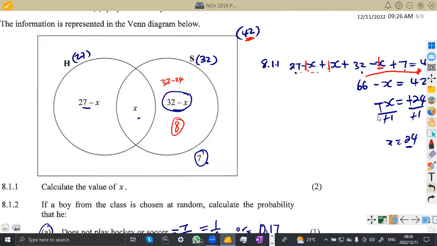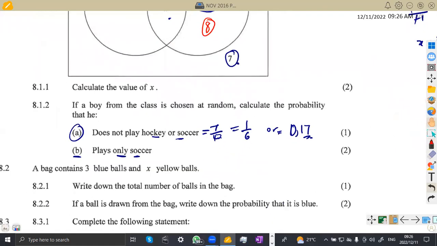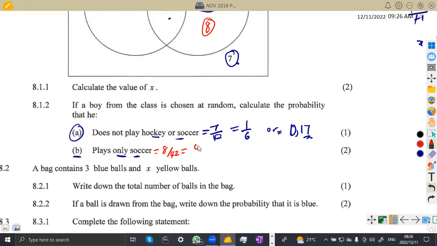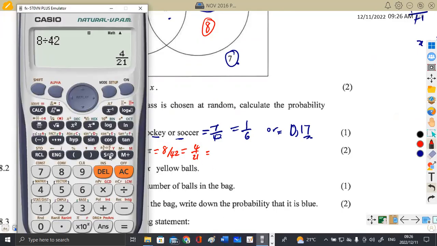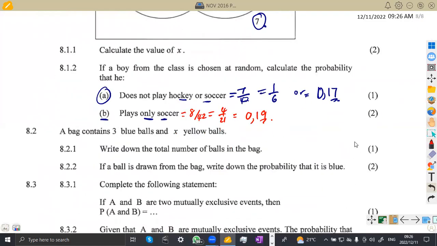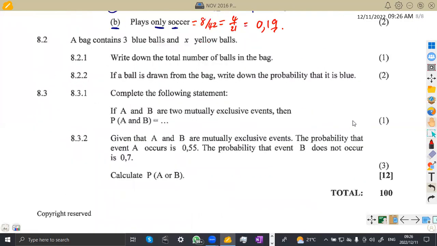So if they are 8, therefore the probability is going to be 8 over the total, which is 42. All right, so 8 over 42 is the same as 4 over 21. So this is 4 over 21, or you can write it as a decimal as 0.19. Yeah, that's 0.19. All right. So you can write it in any way, guys, as long as it is good for you.